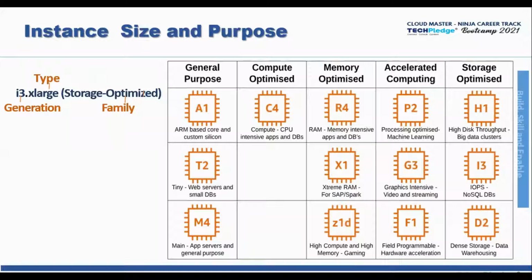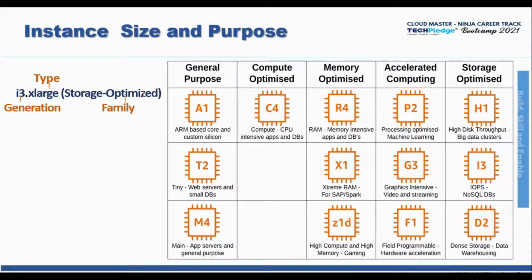So next is moving on to instance size and purpose. As I told in short, there are different purposes, and for EC2 we need to know our purpose. Is it general purpose? Is it compute optimized? Is it memory optimized? Do we need accelerated computing? Do we need storage optimized? And how is the name given?